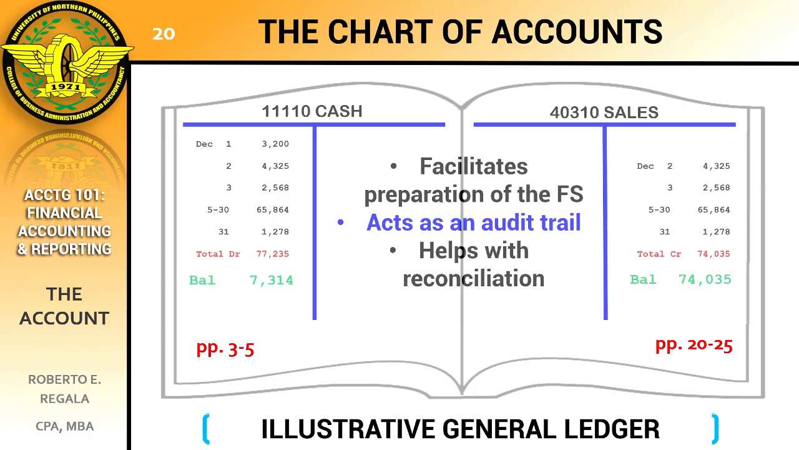For example, if a business makes a $65,864 cash sale, the General Ledger will record it by increasing both the cash account debit and the sales revenue account credit. Essentially, the general ledger keeps everything in check and ensures that all the company's financial data is accurate and accessible.